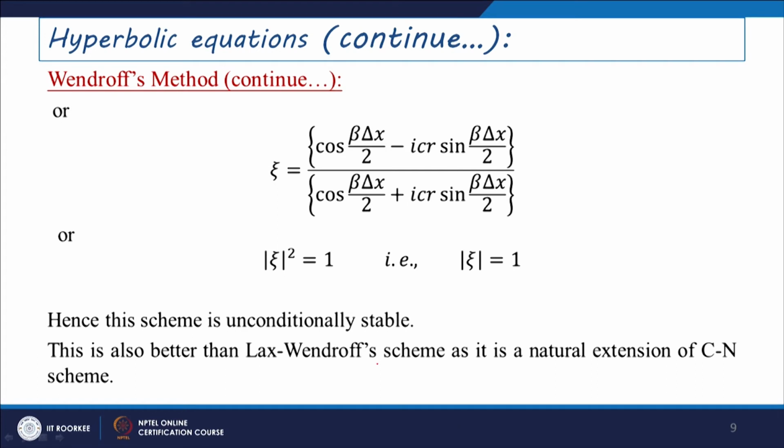And directly we can write zeta equals cos beta delta x by 2 minus I CR sin beta delta x by 2 over cos of beta delta x by 2 plus I CR sin beta delta x by 2 here. Take the absolute value of zeta square, this equals 1, that is mod zeta equals 1. Hence, this scheme is unconditionally stable, and this is also better than the Lax-Wendroff scheme, since it is a natural extension of the Crank-Nicolson scheme, which was used in our earlier cases.